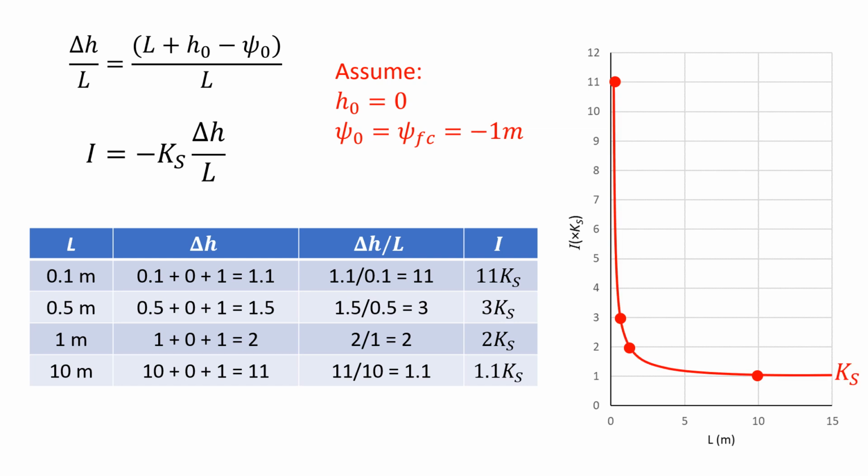If I connect the dots on the graph, you can see that the infiltration rate decreases with L and asymptotically approaches a value of 1 times the saturated hydraulic conductivity, or simply the saturated hydraulic conductivity, as L gets really large. This is the exact shape we expect for the infiltration curve, but notice we're plotting the infiltration rate versus L, not time.